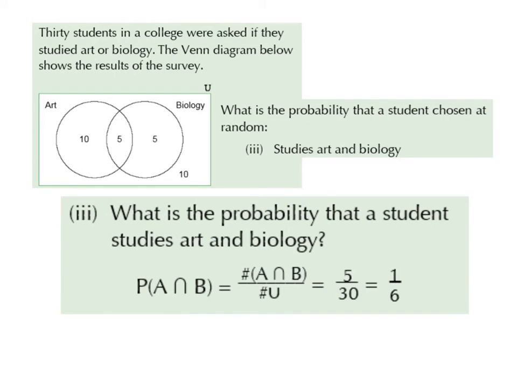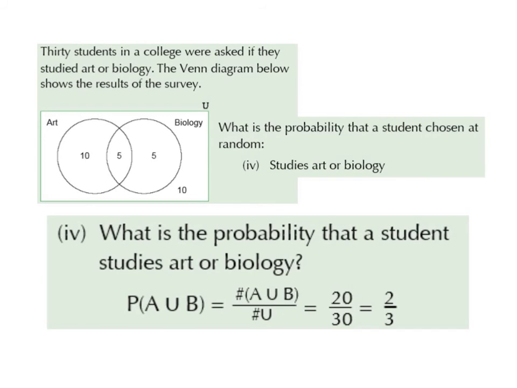What's the probability that the student studies art and biology? Well, this is going to be the probability of A intersection B. So the cardinal number of elements in A intersection B is going to be 5, divided by the cardinal number of elements in the universal set, which is 30, and 5 over 30 is 1 over 6.